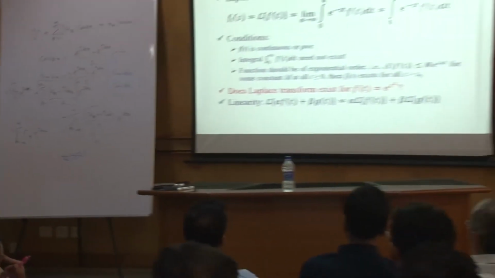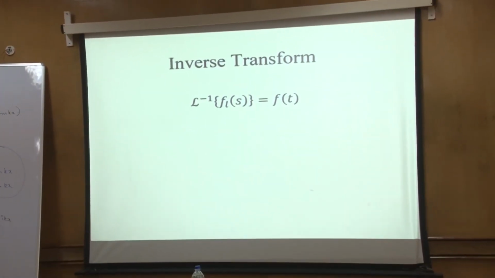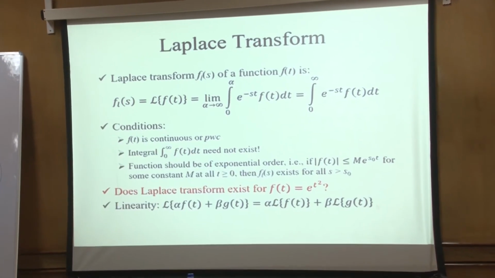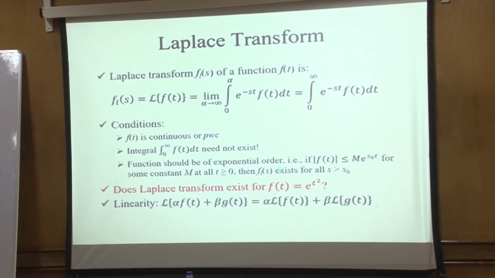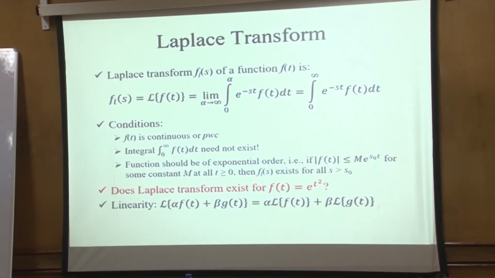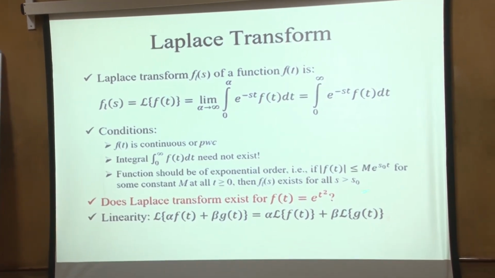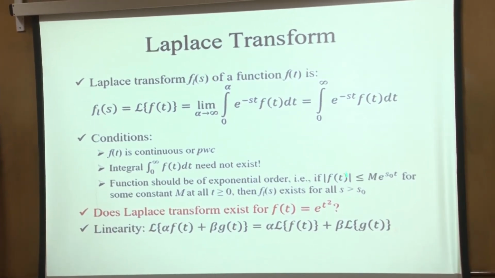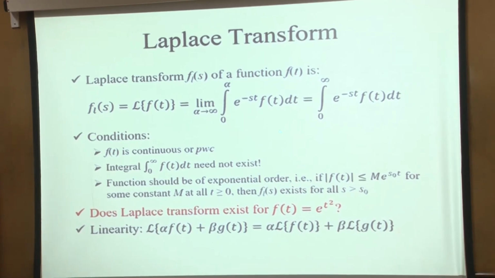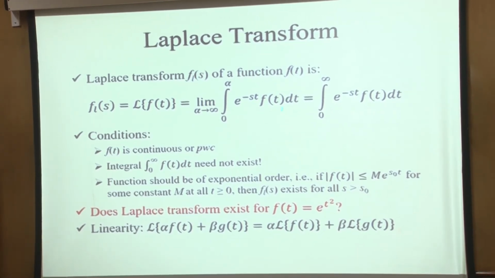The answer is no. Why is that? Square. It's a square. It's actually exponential. It actually goes to infinity much faster than e to the power minus st can. After all, what goes to infinity faster? And that's why this condition s greater than s naught. If s is less than s naught, then this will be positive, so it will go to infinity.